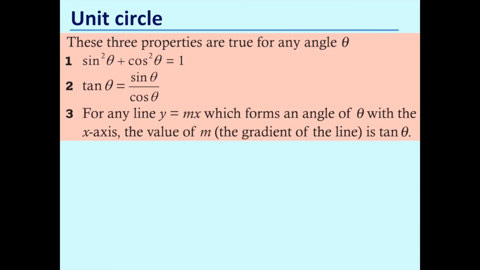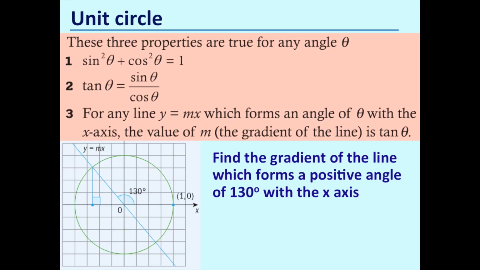These then are the key properties from this session. Sine squared theta plus cos squared theta equals 1. Tan theta equals sine theta over cos theta. And for any line y equals mx, which forms an angle of theta with the x-axis, the value of m, the gradient, is tan theta.